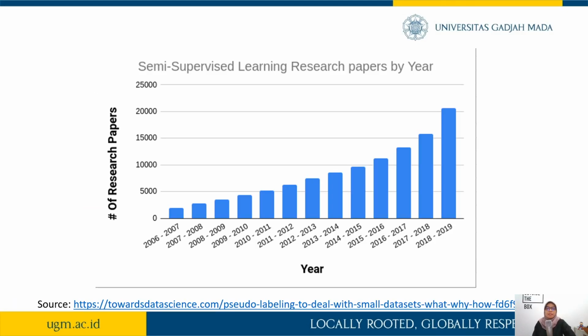All right. This is pretty interesting because I found this graphic showing how semi-supervised learning research papers are increasing. Yeah, the number is increasing year by year. Semi-supervised learning is probably not as popular as supervised learning, but the number of research papers in this area is increasing by year.